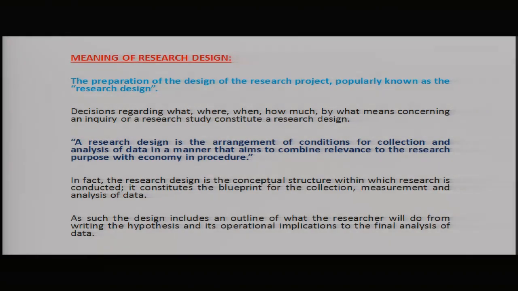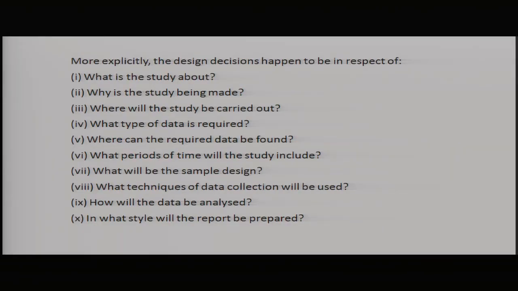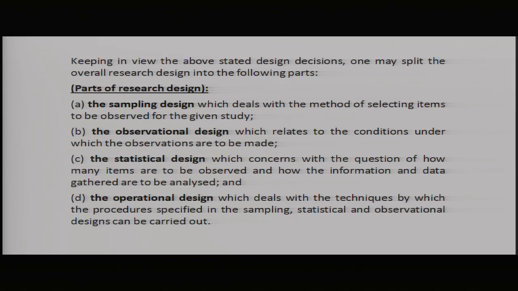Okay, it is the outline of what you are going to do. So some things will be clarified here. What is the study about? Why is the study being made? Where will the study be carried out? What type of data is required? Where can the required data be found? What periods of time will be studied? What will be the sample design? What technique of data collection will be used? How will the data be analyzed? In what style will the report be prepared? These are the things which you are going to put in the research design and have the outline chart.